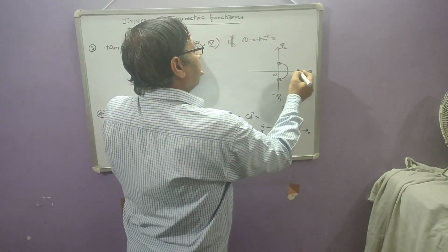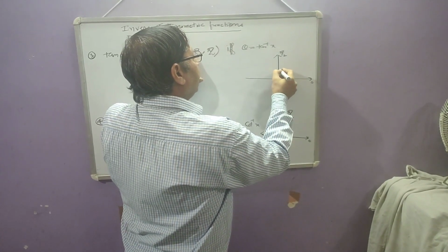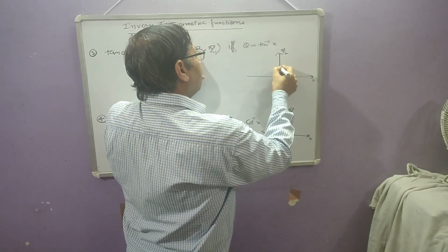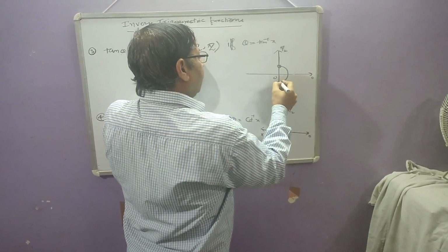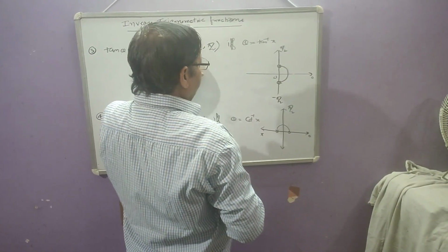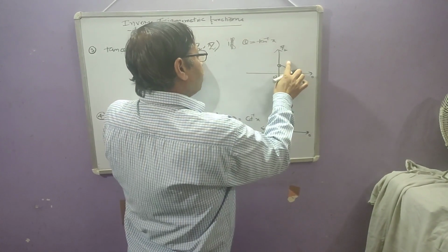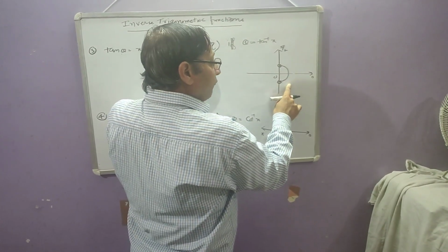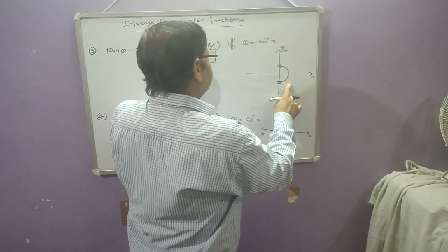Now look at this diagram. Where is pi by 2? Here I mark the circle because it is not included, and minus pi by 2 here also I mark the circle because it is not included. Either the angle is in the first quadrant or the angle is in the fourth quadrant in opposite direction.